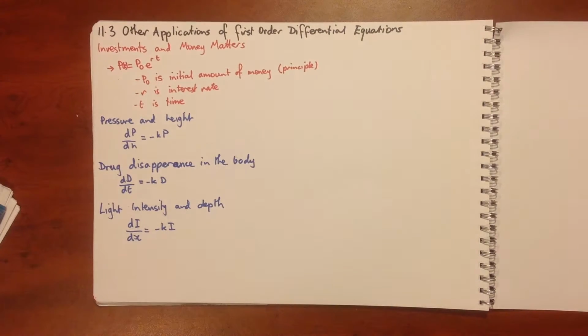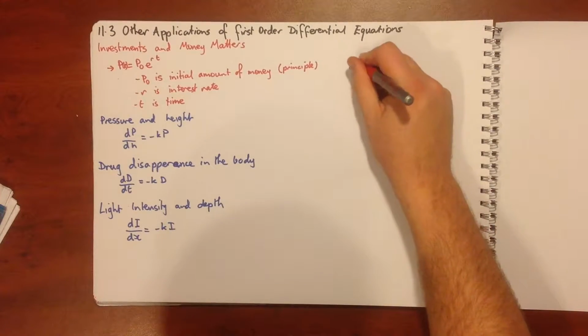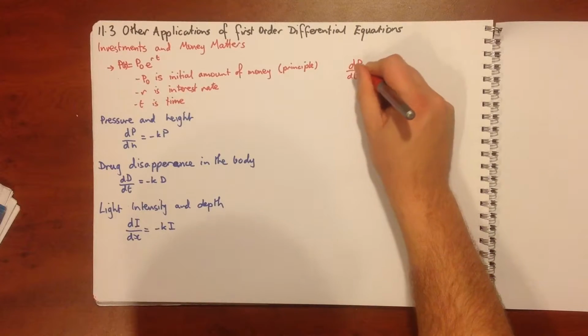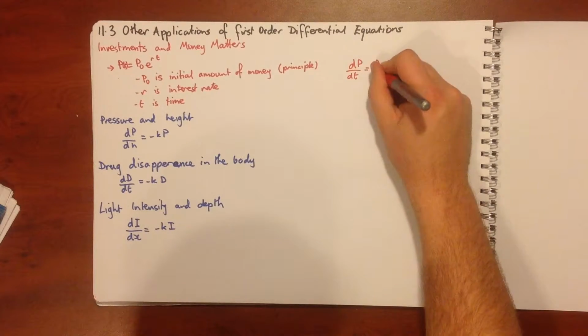Okay, in this tutorial we're looking at section 11.3, which is other applications of first order differential equations. They give us a few different examples of investments and money. They tell us that dP/dt is equal to PR.